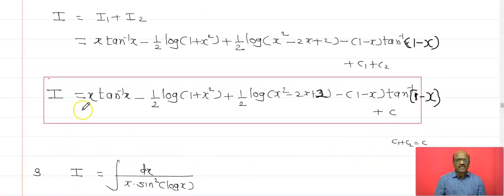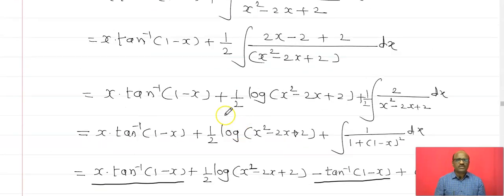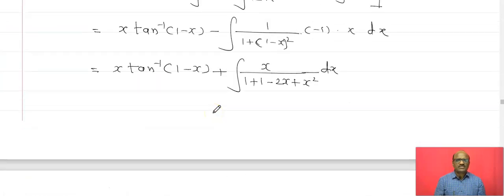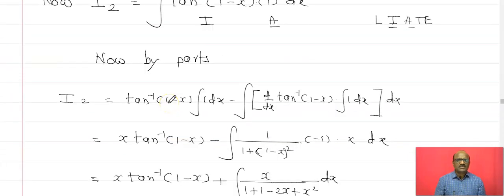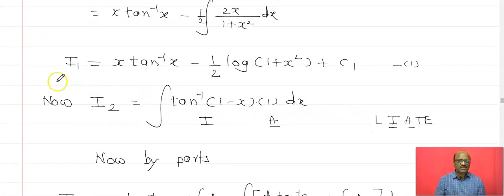Therefore overall it is x tan inverse of x minus 1 upon 2 log of 1 plus x square plus 1 upon 2 log of x square minus 2x plus 2 minus in bracket 1 minus x tan inverse in bracket 1 minus x plus c. Now again you can see here, this overall is the I2. What about the next? This is the I2, and this is the I1.